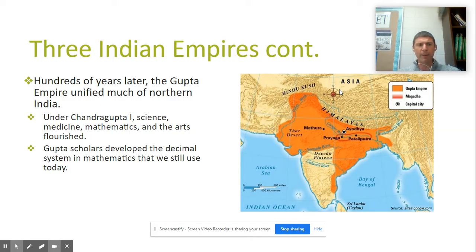We have the Gupta Empire, which made a lot of advancements in learning, and they brought in what we use today as the modern decimal system. They discovered that originally, so that's their major contribution.